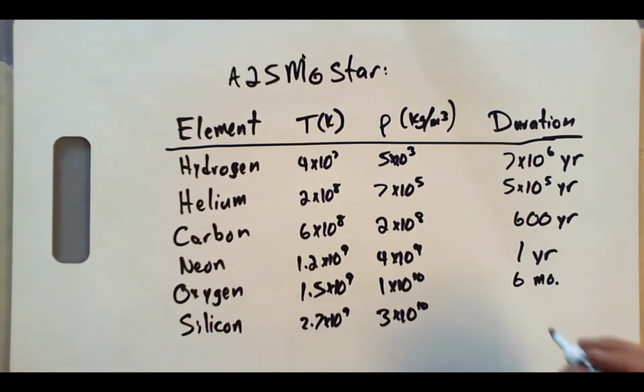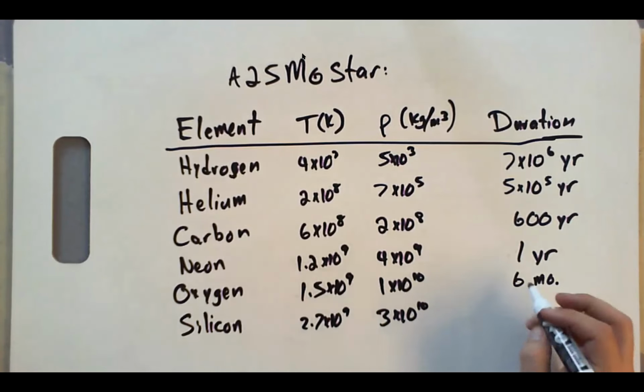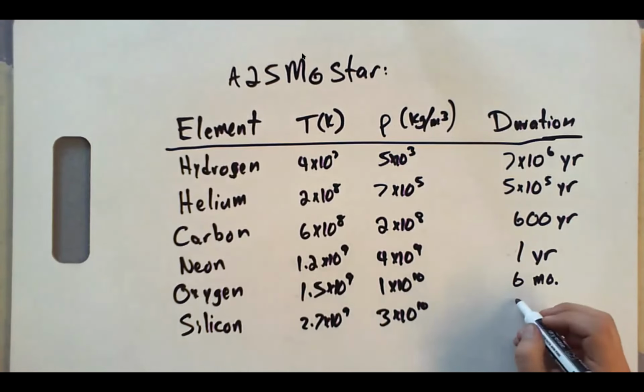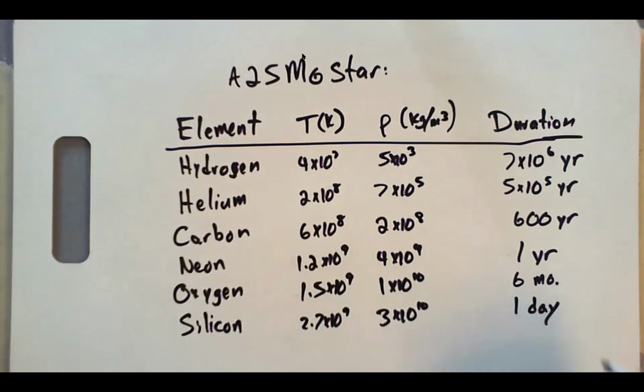Silicon burning. By the time silicon is burning at the center of your star, you can only support it with silicon burning for about a single day. So that's it. The game is over at that point. So that's the example of this 25 solar mass star. Let's go back to our slides.